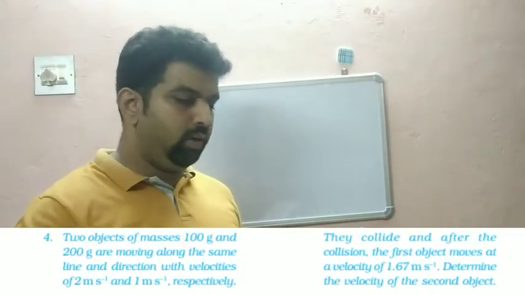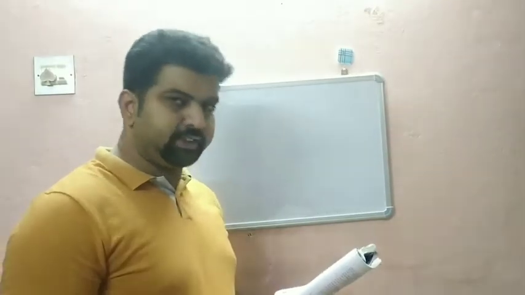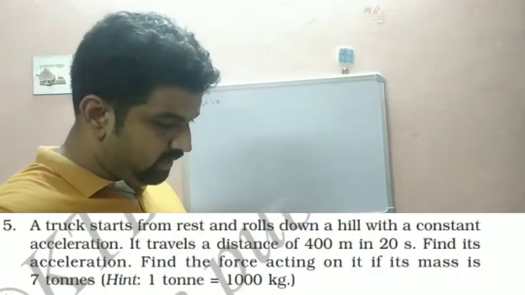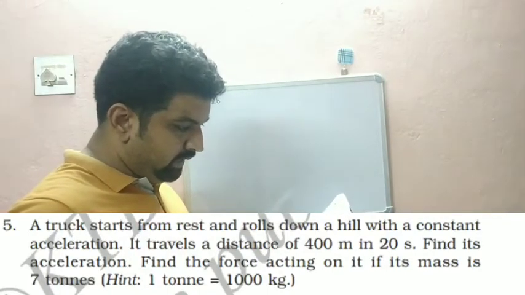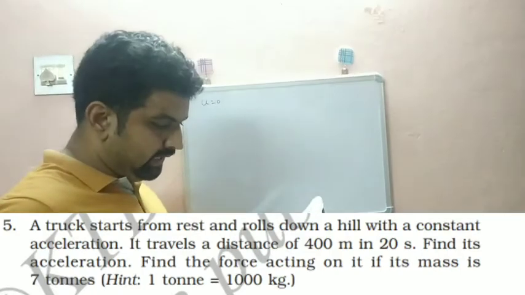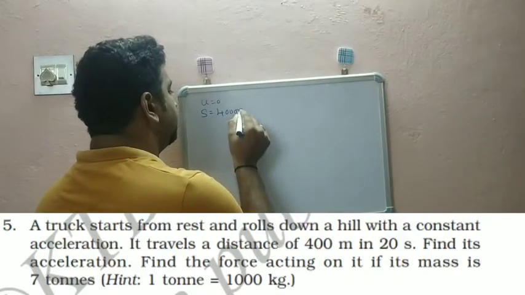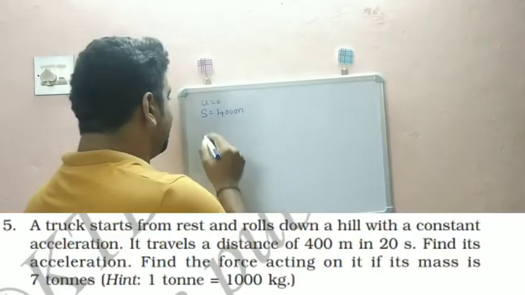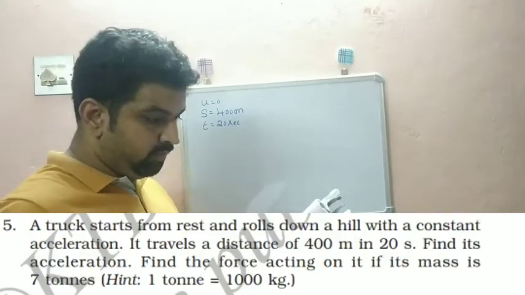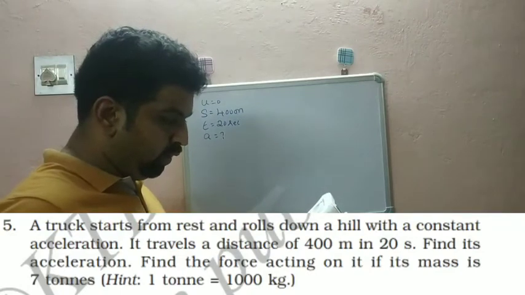Solve the fifth problem of the exercise, page number 128. A truck starts from rest, that is U is equal to 0. And they say that it rolls down a hill with a constant acceleration. It travels a distance of 400 meters, S is equal to 400 meters, in 20 seconds, T is equal to 20 seconds. Find the acceleration, A is equal to question mark, and also the force acting.